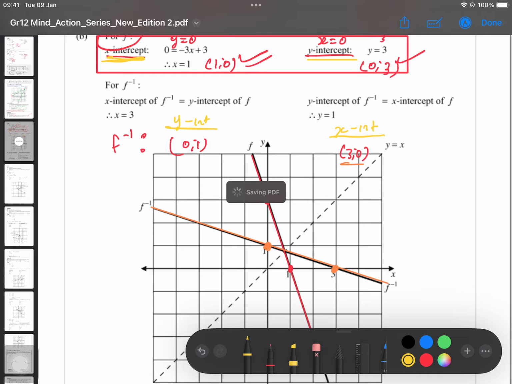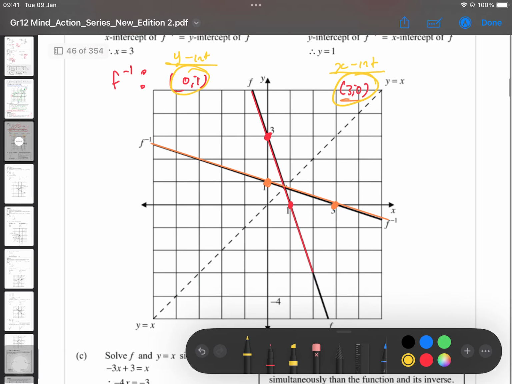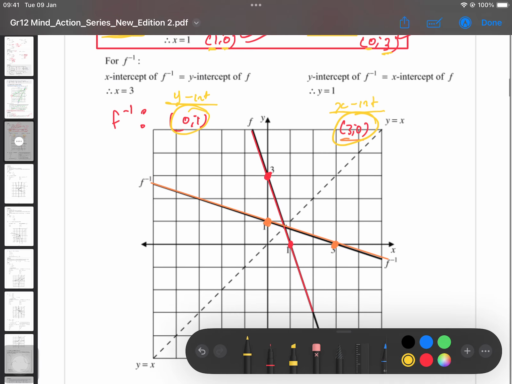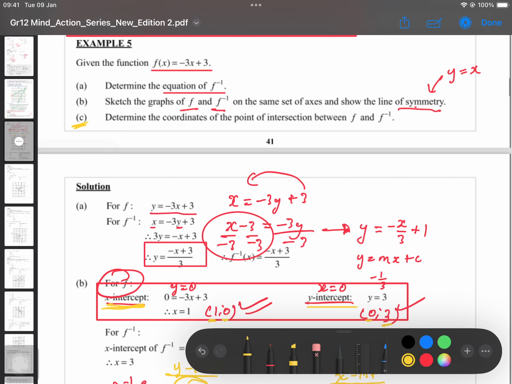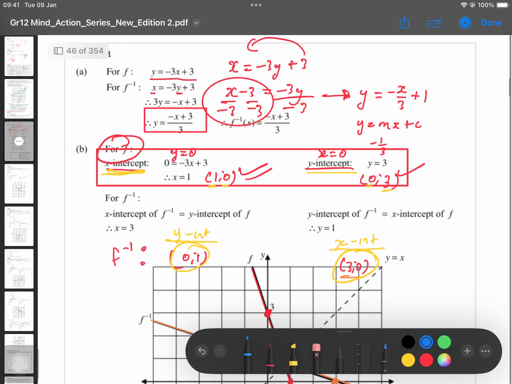So again, to sketch, just find the x-intercept and y-intercept for the original, plot those points, swap the x and the y to get the points for the inverse, to plot for the inverse. After swapping them, plot them, join them in a straight line, and you're sorted like that. C says determine the coordinates of the point of intersection between f and the inverse, where they touch.